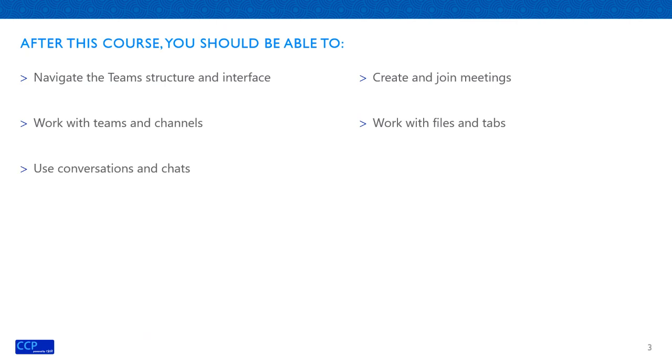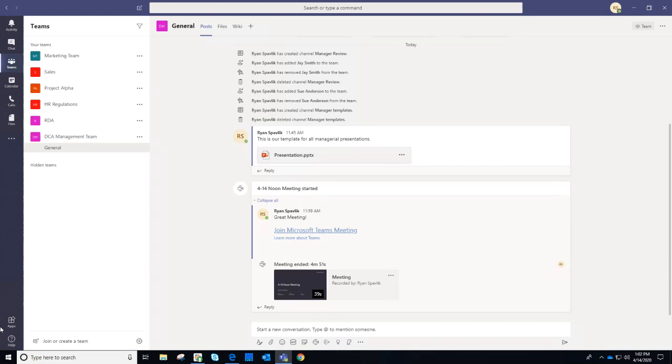We'll also want to talk about working with teams and channels. We'll talk about conversations and chats. We'll highlight the difference between the two and what they're used for. We'll talk about creating and joining the different types of meetings that are available in Teams, as well as working with files, tabs, and some of the more powerful collaborative tools that come with Teams. So with that being said, we can just hop right into it.